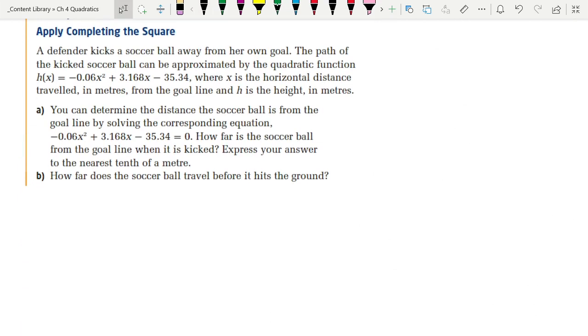So step one is to factor out 0.06. So that's x squared. And now, what number goes here? How do you factor something out? What are you really doing? What's the actual operation mathematically that you're doing?